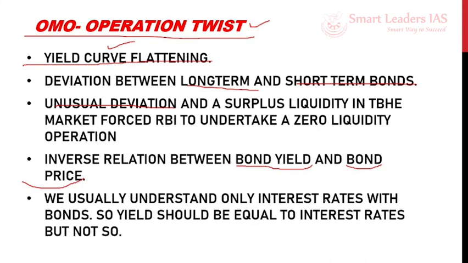When we think of a bond, we will normally associate it with interest rates, how much interest a bond pays. For a government treasury bill, which is a bond, how much is the interest rate? This is what we will be interested in. But the market will be influenced by yield rates. So what is that?